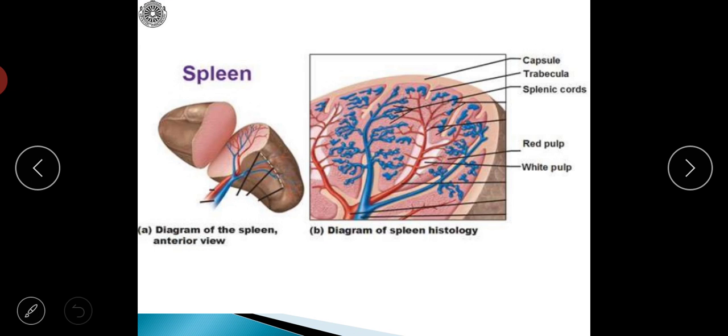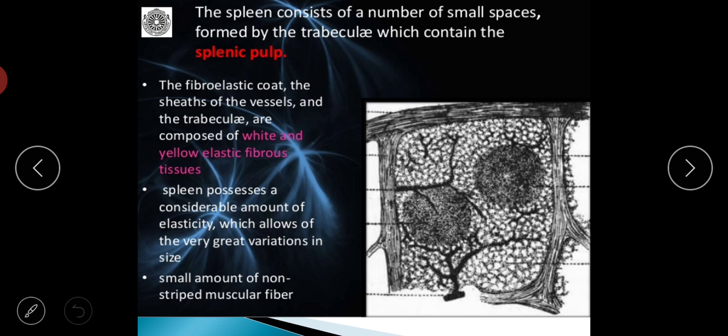You will also observe many projections here called splenic cords, which carry away the product produced from the spleen to different parts of the body. The spleen consists of a number of small spaces formed by the trabeculae which contain the splenic pulp, and the fibroelastic coat, the sheets of vessels and the trabeculae are composed of white and yellow elastic fibrous tissues. The spleen possesses a considerable amount of elasticity which allows very great variations in size, and a small amount of non-striped muscular fibers is also present in the outer covering called the capsule.